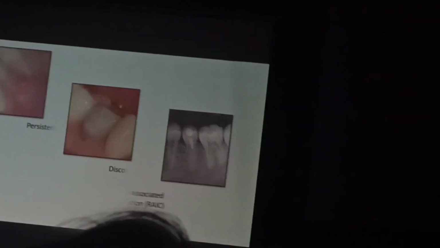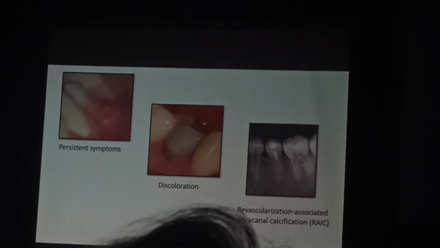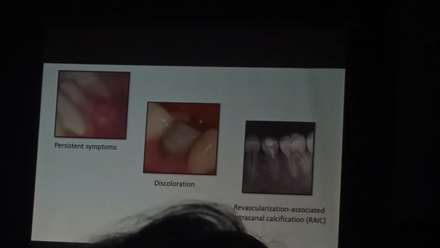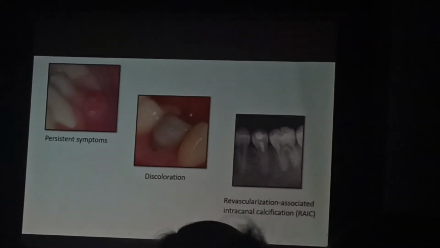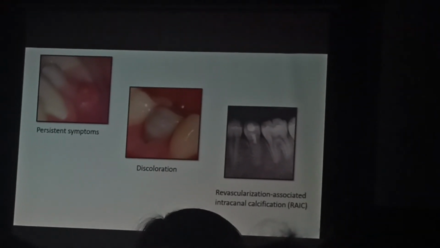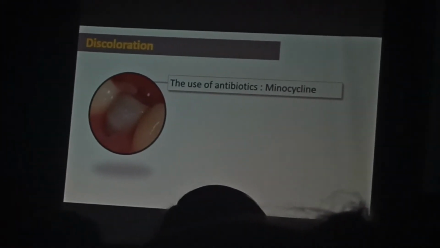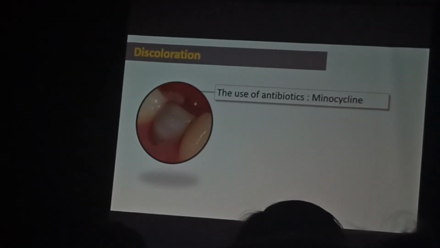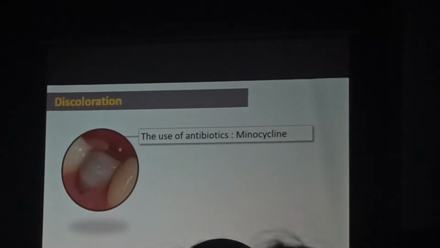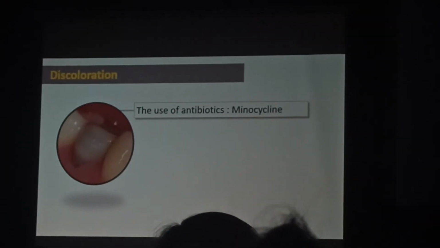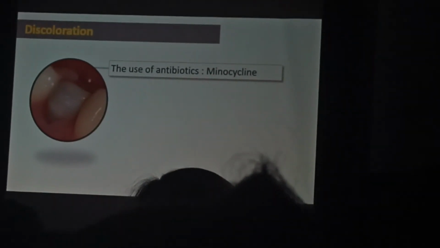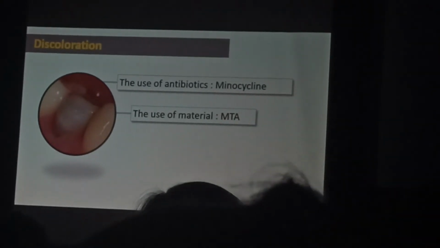However, clinicians should be aware of some things during the treatment. For example, persistent symptoms after the treatment, tooth discoloration, and also calcification inside the tooth. For the discoloration, sometimes we have to be careful of using antibiotics. As I mentioned earlier, cycline can generate tooth discoloration, so we have to be careful.